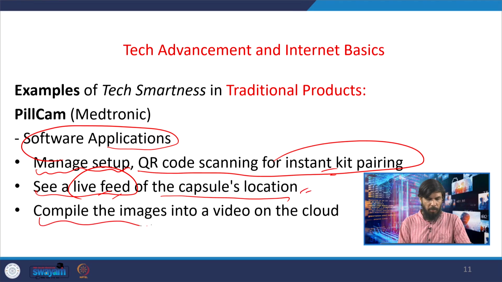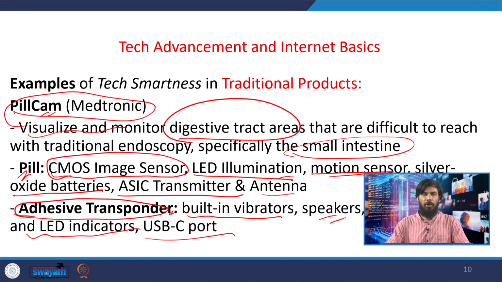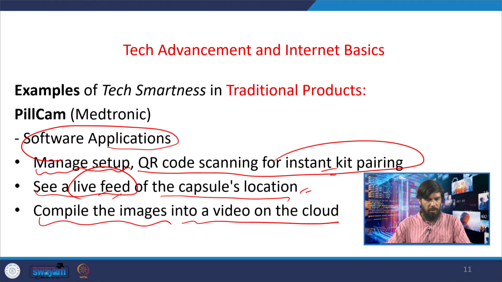And then compilation of images: once all the image data is there, it is compiled into video, and that can be connected to the cloud for better analysis and better storage. So all these software components would also be there, and overall it will help in terms of better monitoring, visualization and diagnosis of diseases. Now, how are all these examples possible?